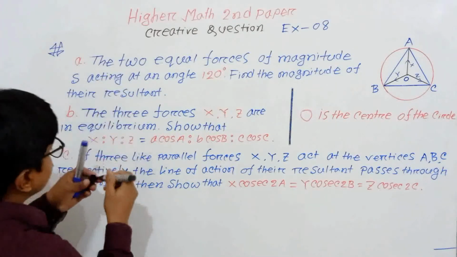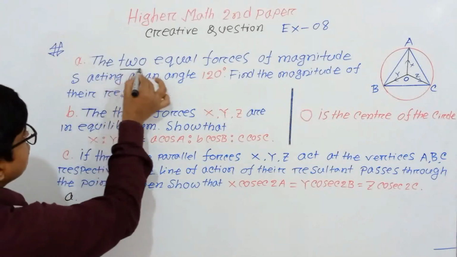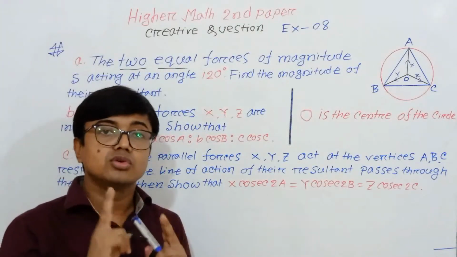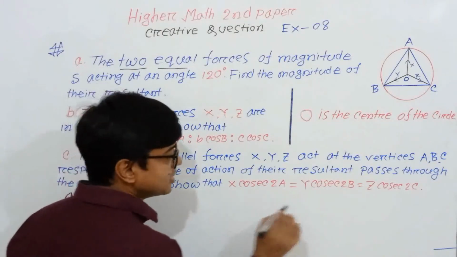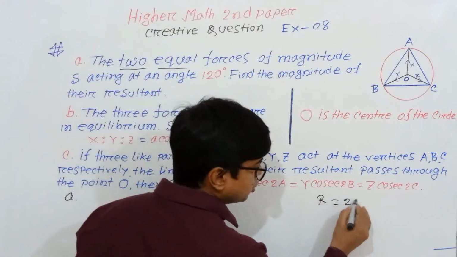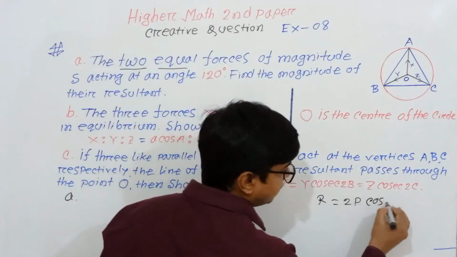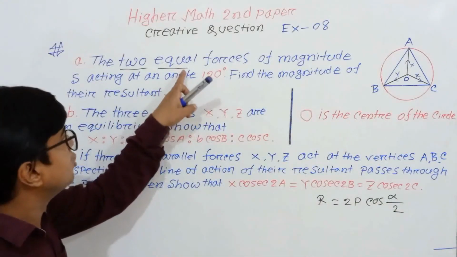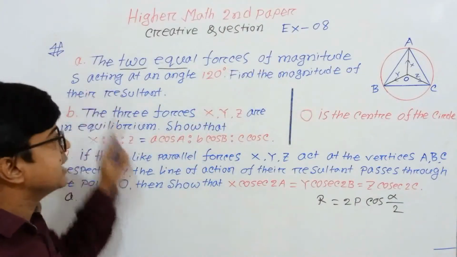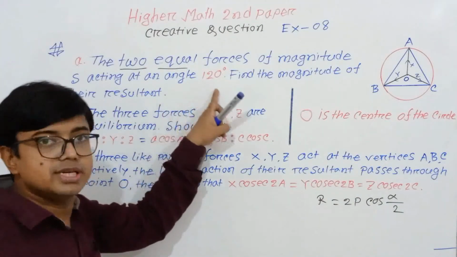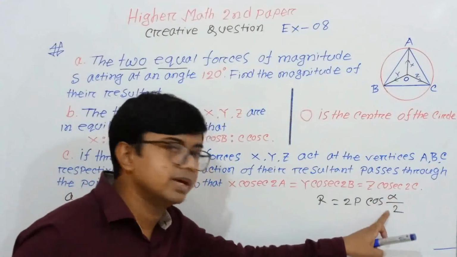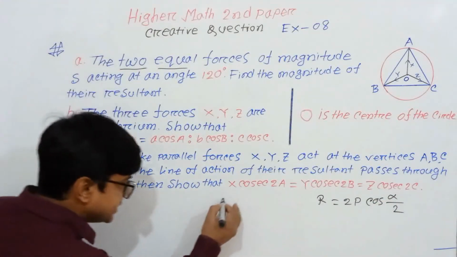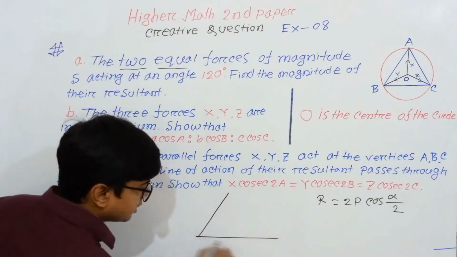Here look at this. Two equal forces. When two forces are equal, then the resultant will be R equals 2P cos alpha by 2. And here the value of the two equal forces is S and the angle is 120 degrees. Look at this here, alpha by 2. The resultant of two equal forces, look at the figure here.